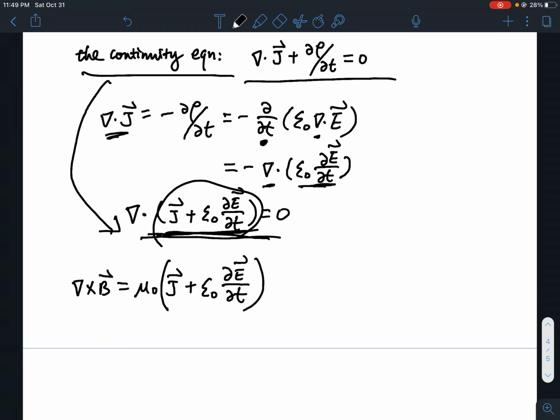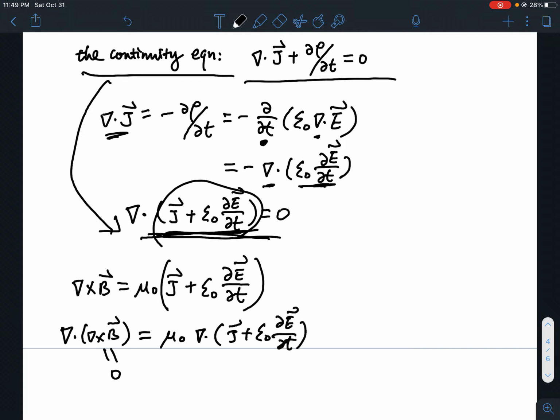Now you can see that if we do del dot del cross B, we know from vector analysis that this should be 0. And from here you see that this is really del dot J plus epsilon 0 partial E over partial t. Because of the continuity equation, this one is also 0. So from here, everything becomes consistent.